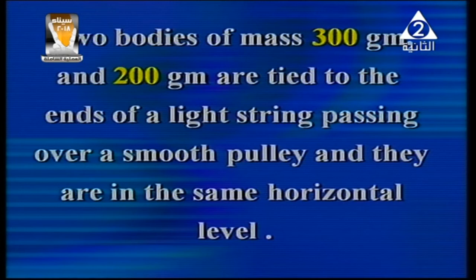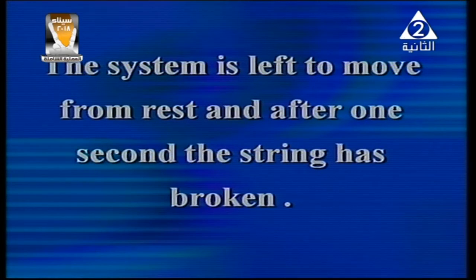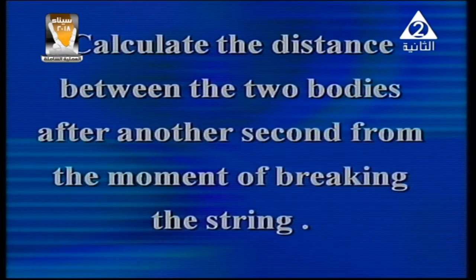Two bodies of mass 300 gram and 200 gram are tied to the ends of a light string passing over a smooth pulley, and they are at the same horizontal level. The system is left to move from rest, and after 1 second, the string has broken. Remember, the string has broken or been cut. Calculate the distance between the two bodies after another second from the moment of breaking the string.